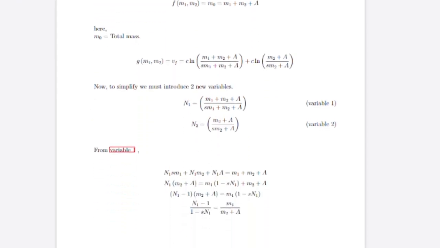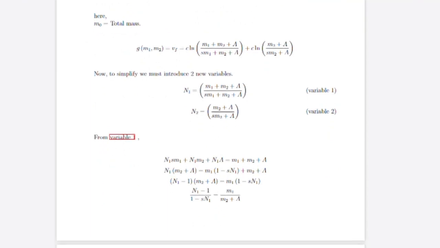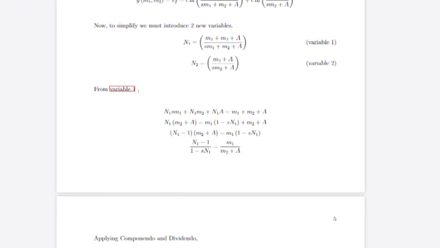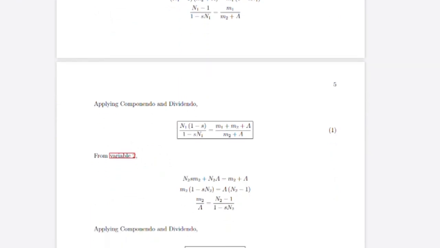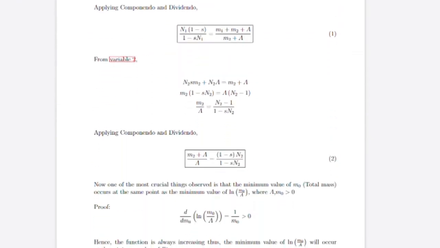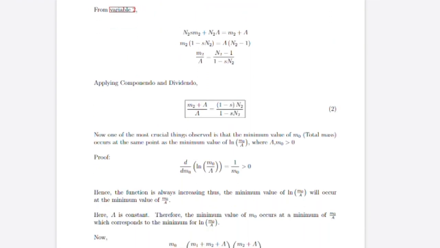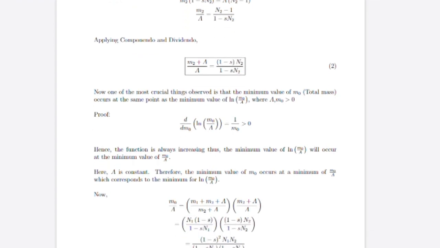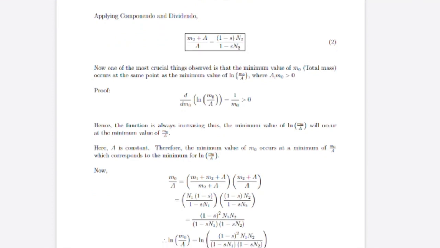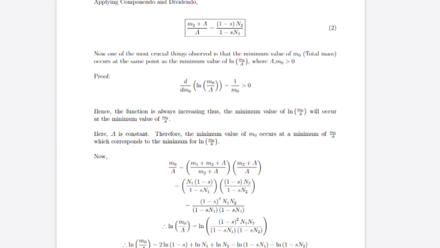So now here, to simplify further, we will introduce 2 new variables, where n1 is equal to (m1 + m2 + a)/(s m1 + m2 + a), and n2 equals (m2 + a)/(s m2 + a). Now, if we use some algebra and apply componendo and dividendo, we get these 2 equations, equation 1 and equation 2. Now, one of the most crucial things observed is that the minimum value of m0 occurs at the same point as the minimum value of ln m0 by a. Hence, the function is always increasing here. As we differentiate, we get the answer greater than 0. So the minimum value of ln m0 by a will occur at the minimum value of m0 by a.